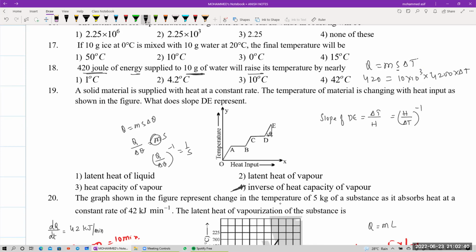What are the options? 1 degree, 4.2, 10 degree, 42. Interesting, good answer. 420 ones, 420 tens.